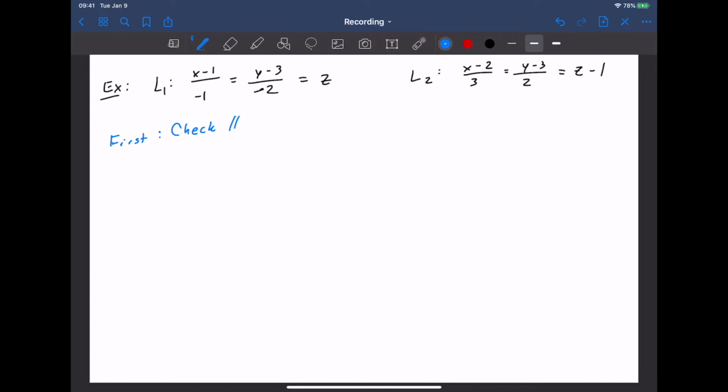To check parallel, we need to find D1 and D2. Can you right now, looking at these symmetric lines, find the direction vectors? Where does the direction vector show up for a symmetric equation of a line? It shows up where the direction numbers show up. We have D1 equals -1, -2, 1. Where am I getting Z's direction vector from? Z over 1, everybody.